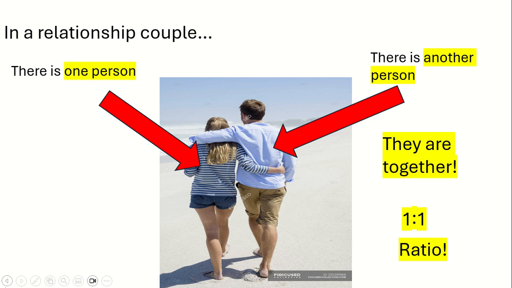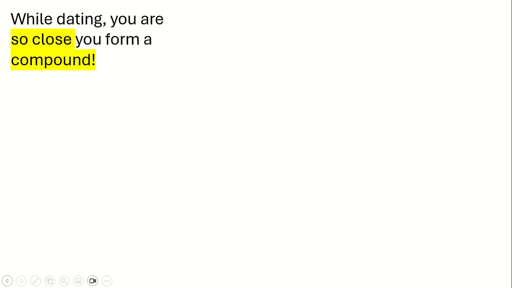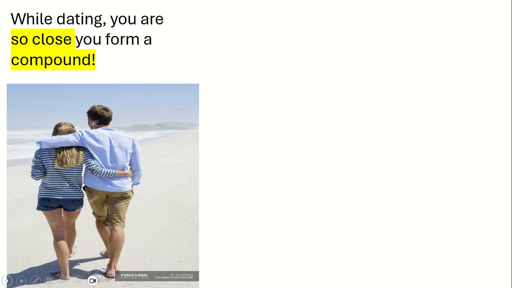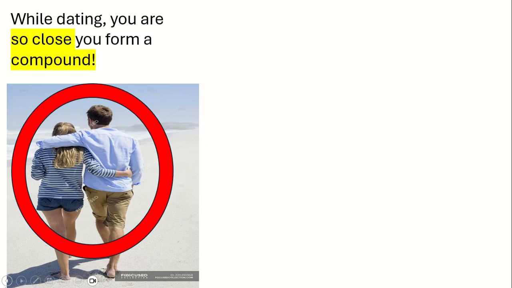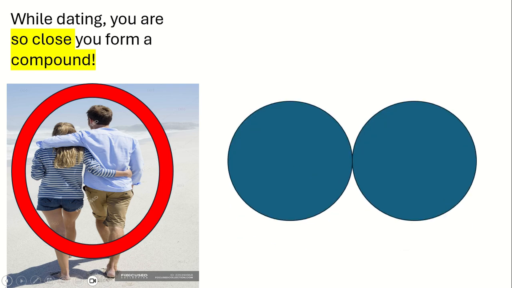Ratios are simple. Next. While you are dating, you become so close to one another, right? Because you spend a lot of time with them and you talk to them. You become so close with one another that you become a compound. It's almost like you're together, you're a unit. And in the same way, we have this compound.